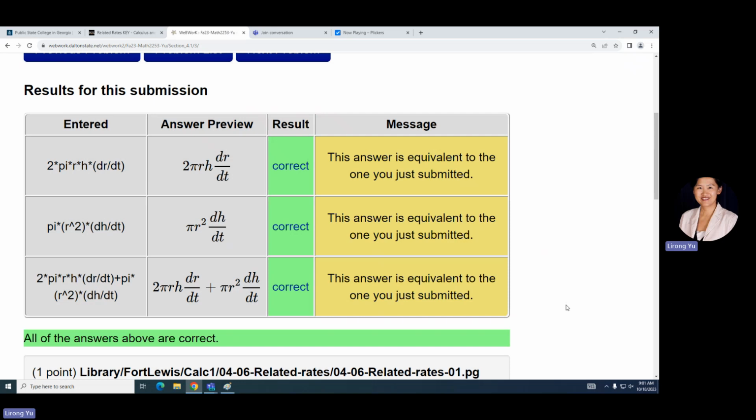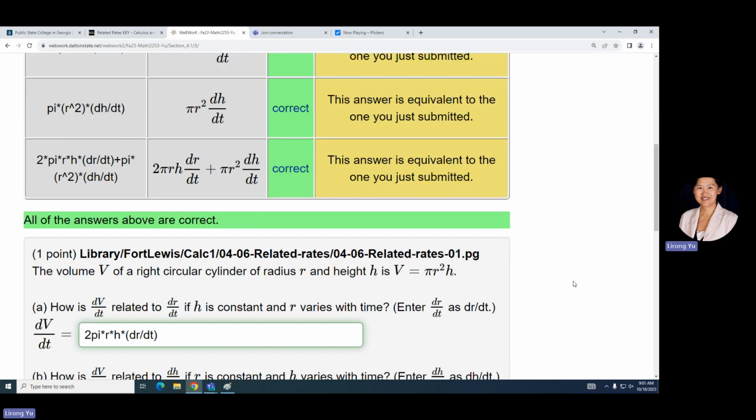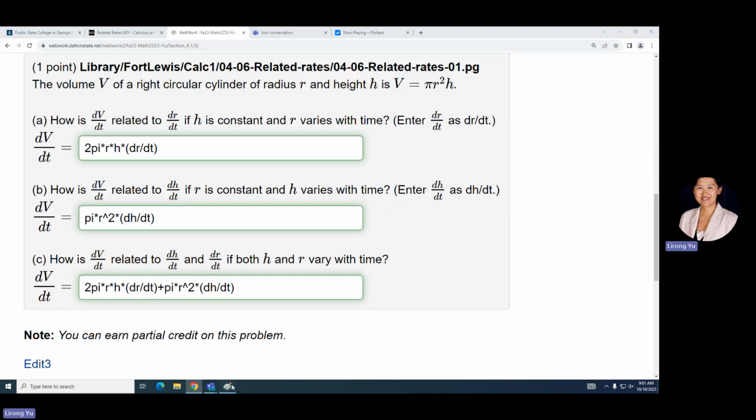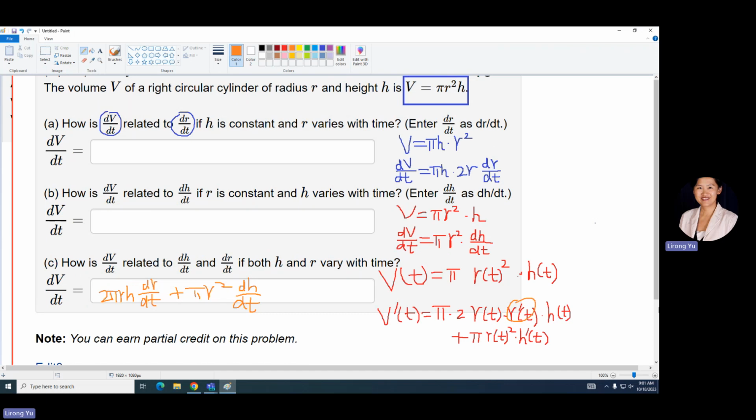variables is constant. This is question number 3 on related rates. It's pretty much similar. I'm trying to explain why we have that answer, but there's really not a calculation involved. The only thing that could be a little bit complicated is the product rule. Any questions?